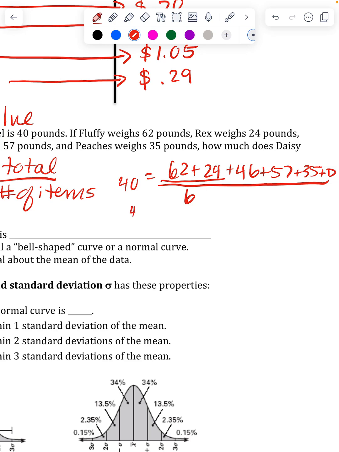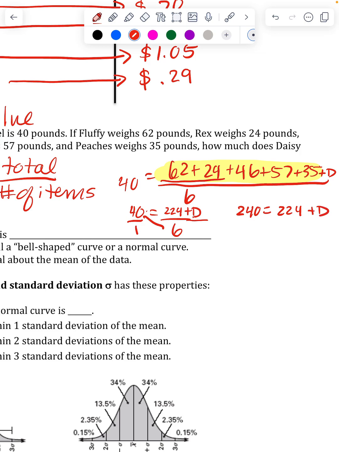You know this is 40. You know this is 6. You can add all of these up on your calculator and find the total of the first 5 dogs that you do know. When I did that earlier, I had 224 plus whatever Daisy weighs. I'm going to throw this over 1, if that makes it easier. You're cross-multiplying, or you can, if you think of it instead, say, I'm just going to multiply both sides by 6. Either way, I end up with 240 equals 224 plus Daisy's weight.